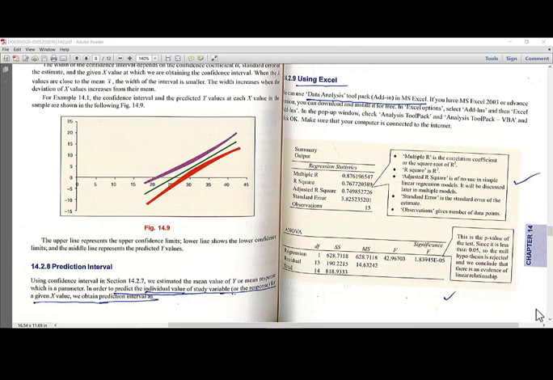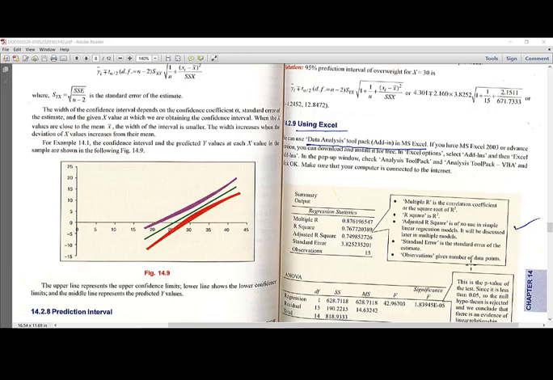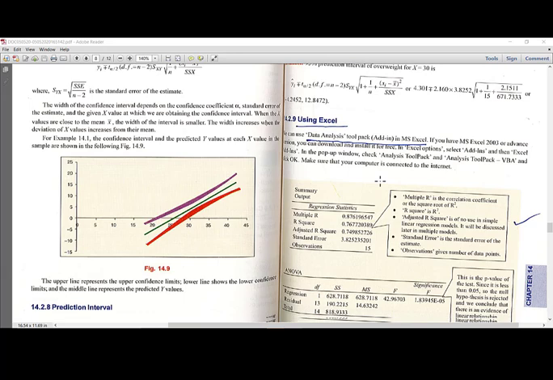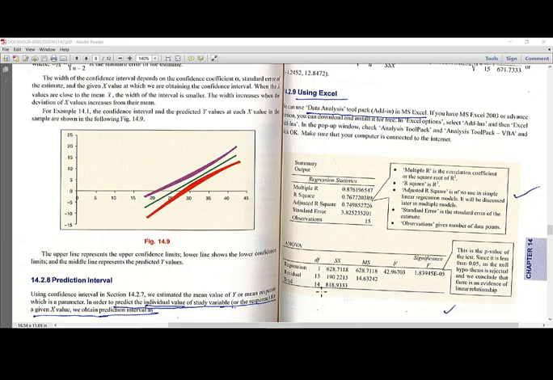Now let us discuss the use of MS Excel for this simple linear regression. We can use the Data Analysis ToolPak in MS Excel, and here the summary output for this particular example is shown. This is obtained using the MS Excel facility, and in the summary output you can see the regression statistics: multiple R, R square, adjusted R square, standard error, observations. Multiple R is the correlation coefficient, or the square root of our coefficient of determination, capital R square. And R square is actually our capital R square.